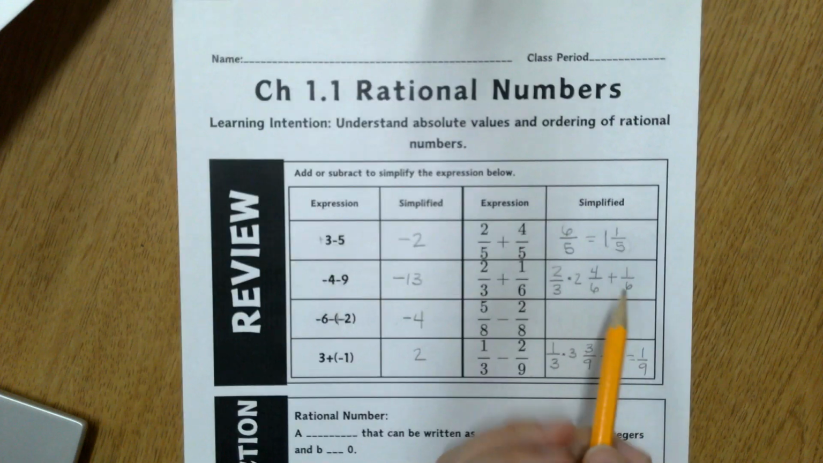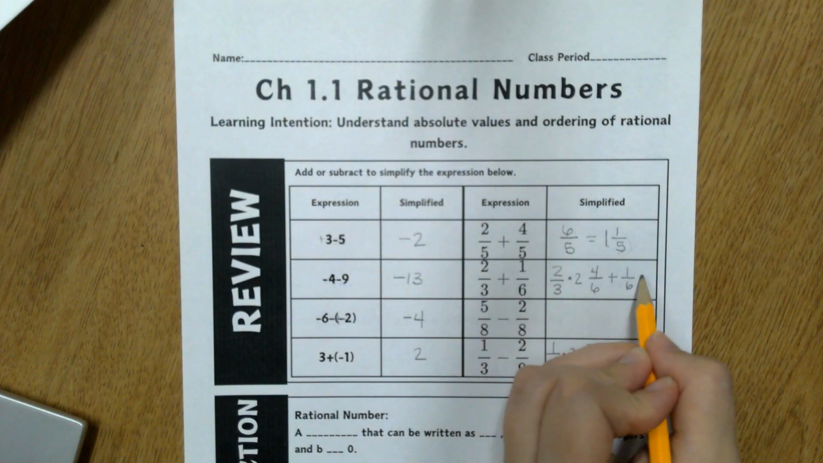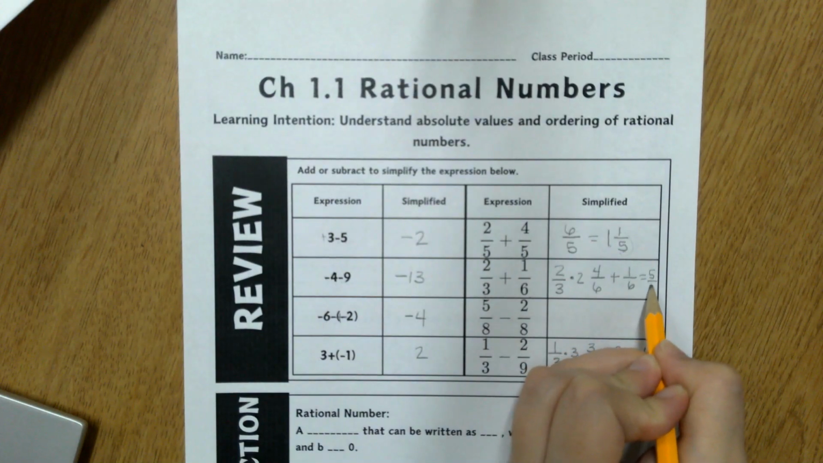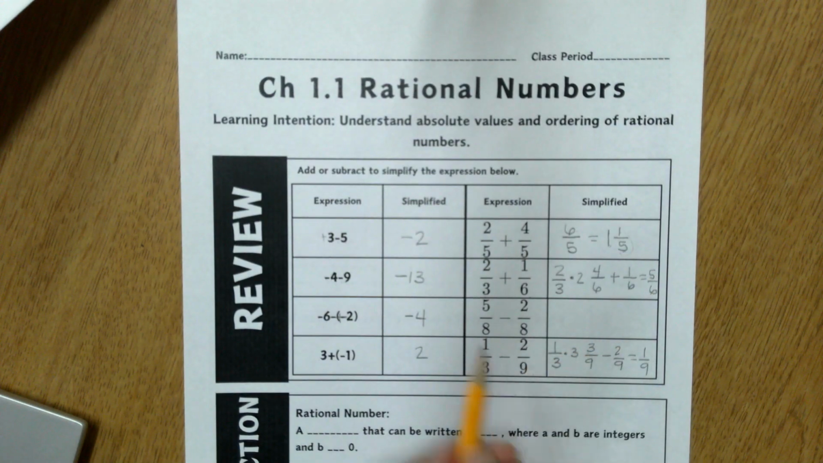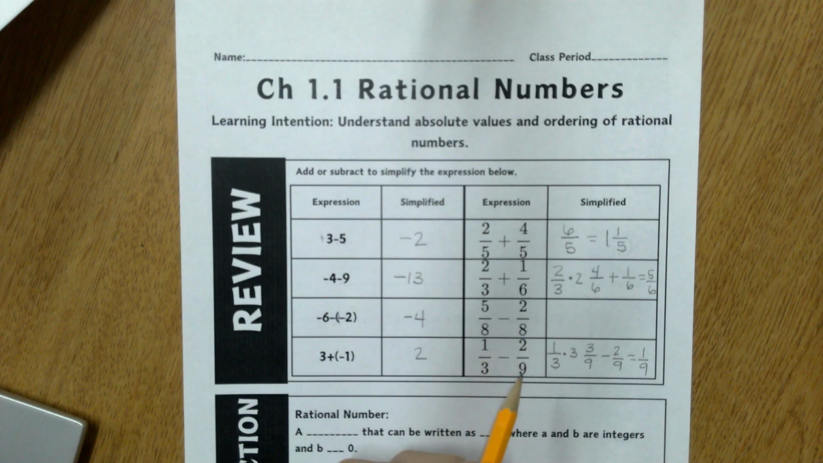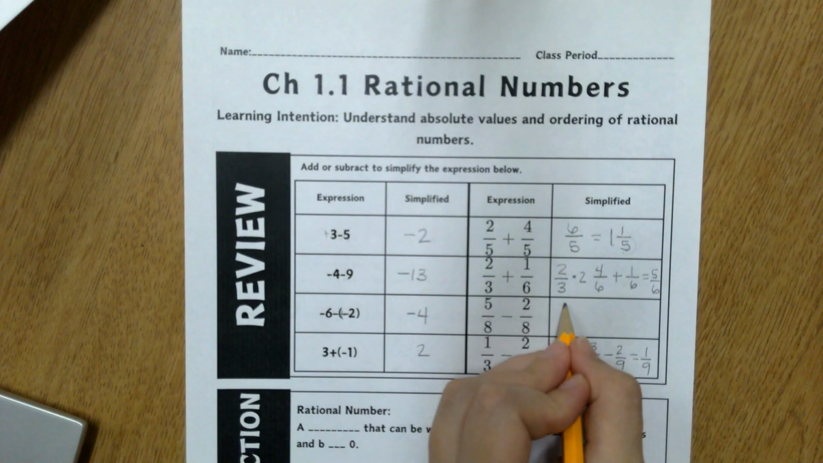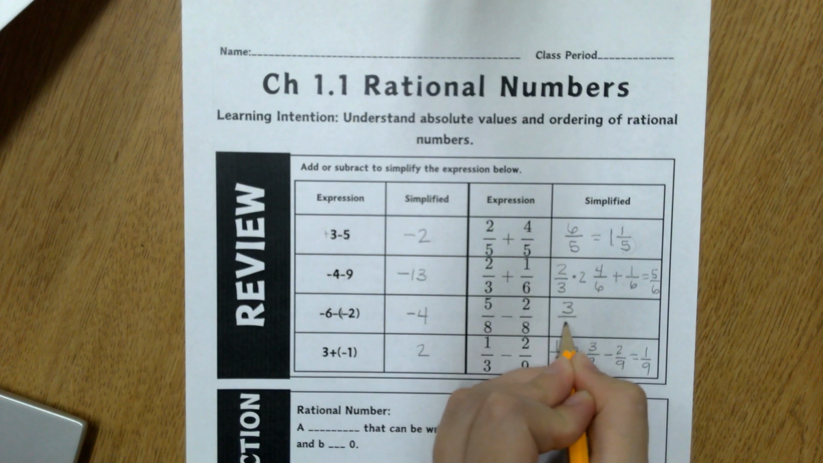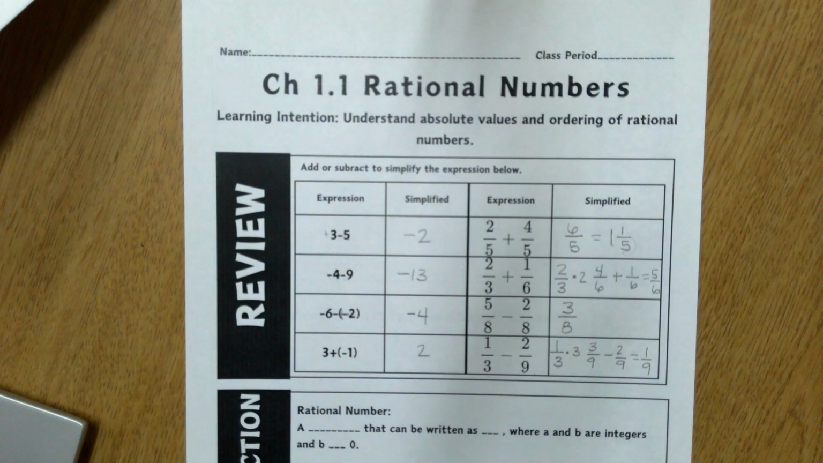And now I can just solve it from left to right. 4 plus 1 equals 5 over 6, 5/6. And then here's our last problem. We don't have to do anything with the denominator because they're already the same. So I'm just going to go left to right solving this problem. 5 minus 2 is 3. And then we bring the 8 over, is 3/8.